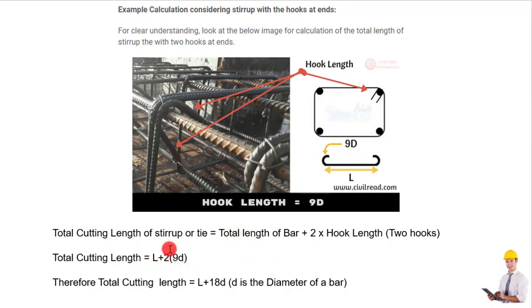When we simplify, the total length of the bar is L plus 2 times the hook length, and as we already know, the hook length of a stirrup or tie is 9D. So when further calculation is done, we get L plus 18D as the total cut length of this stirrup or tie bar. Got it?